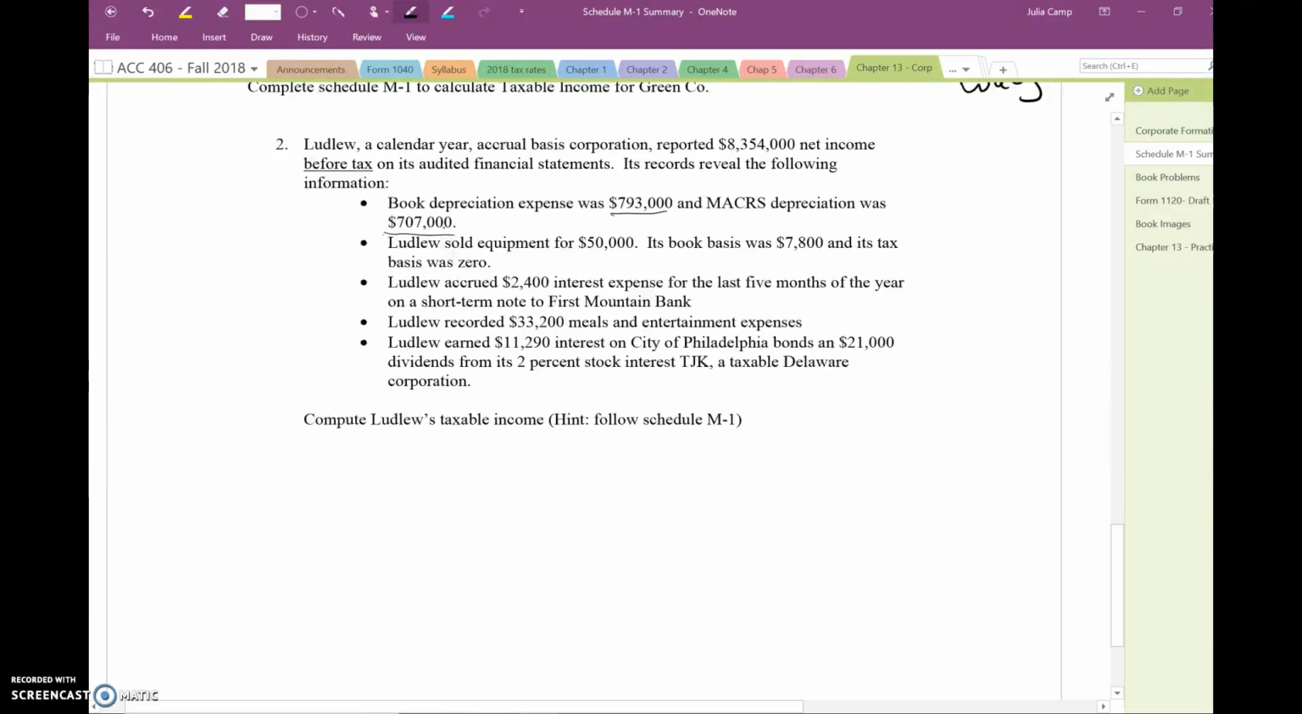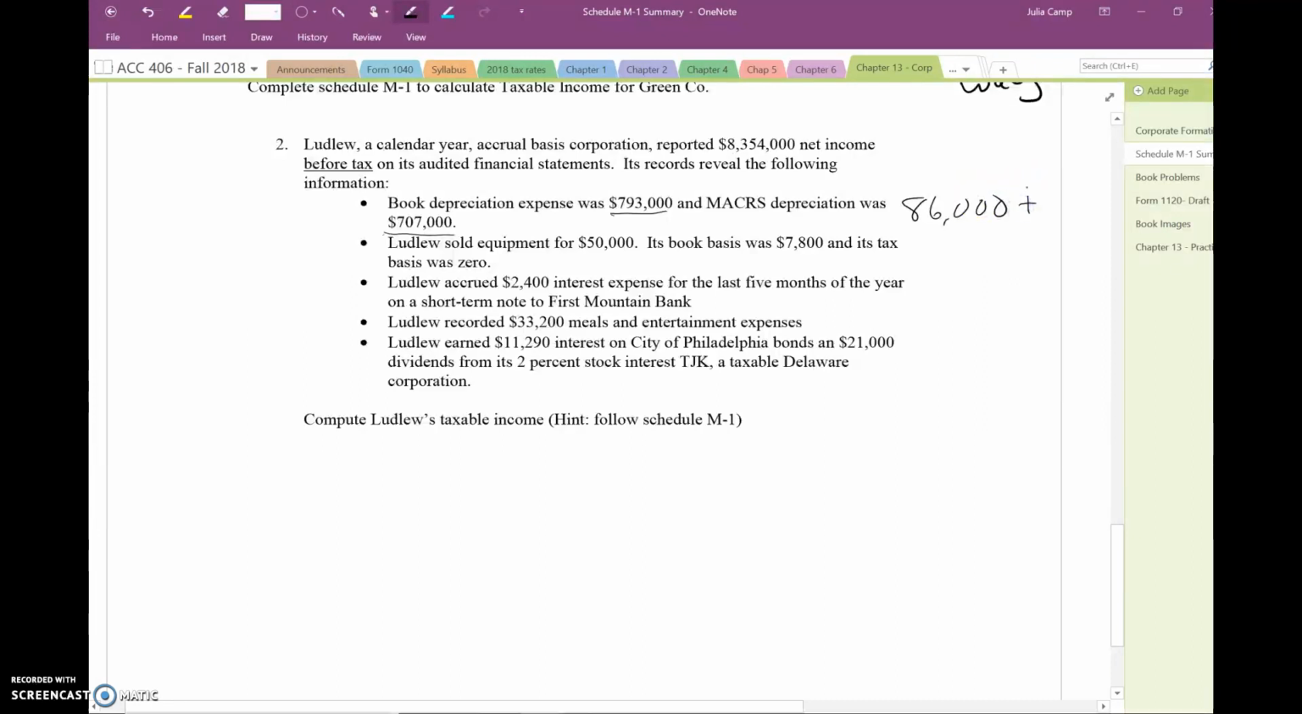Okay? Now, there's different ways you can do it. You can actually do it through the depreciation itself, but we'll see. So that's something you can do: add the book depreciation back and then subtract out the tax one. Sorry, I'm looking at something and talking at the same time. So the difference here between the two is $86,000. Right, 793 minus that. So this is going to be an add.